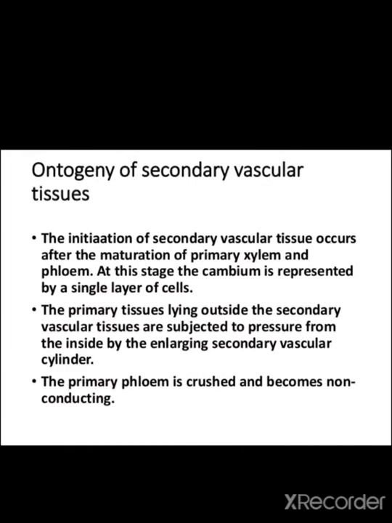The ontogeny and origin process of secondary vascular tissue. The initiation of secondary vascular tissues occurs after the maturation of primary xylem and phloem. At this stage, the cambium is represented by a single layer of cells. The primary tissues lying outside the secondary vascular tissues are subjected to pressure from the inside by the enlarging secondary vascular cylinder. The primary phloem is crushed and becomes non-conducting.